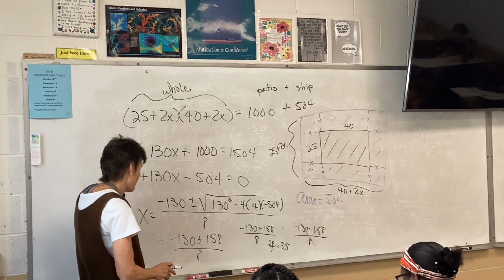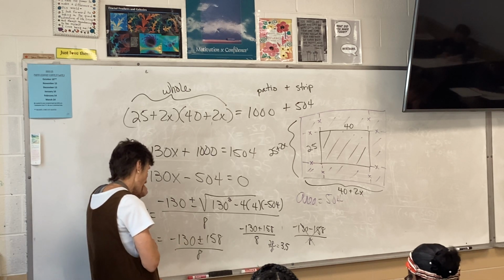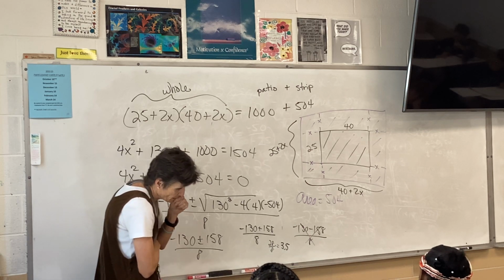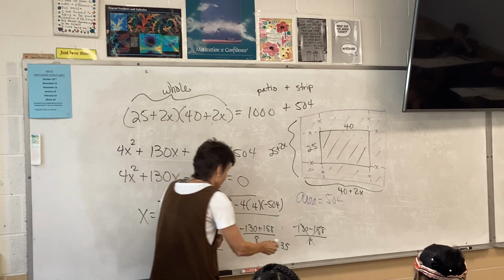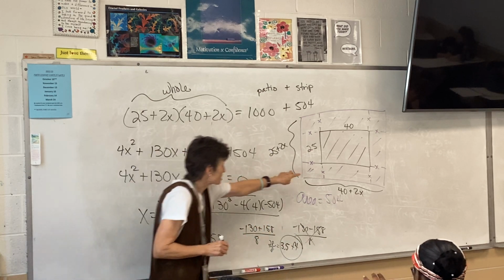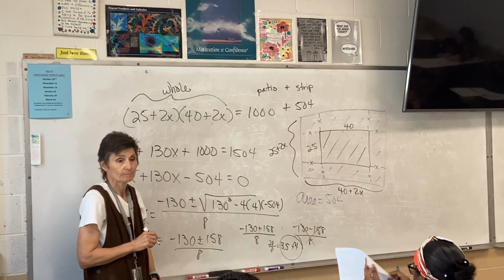So when I did my quadratic formula, I got 3.5 feet. And that's the width of the strip. That's x. So that's the width of the strip.